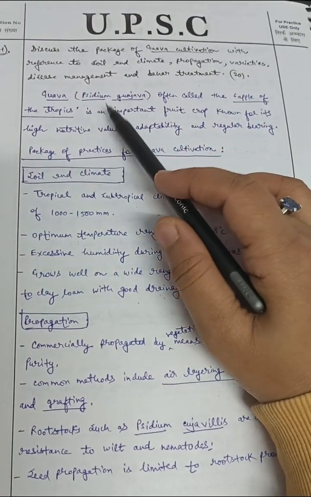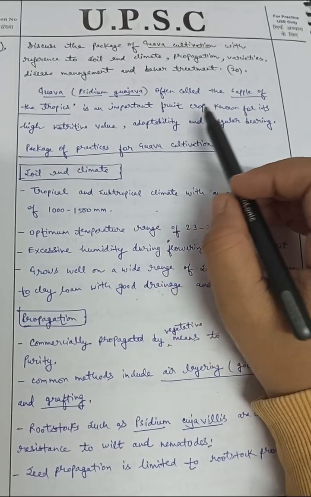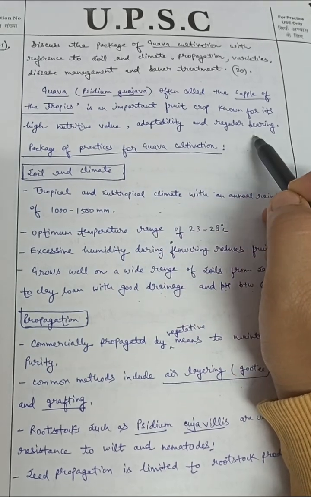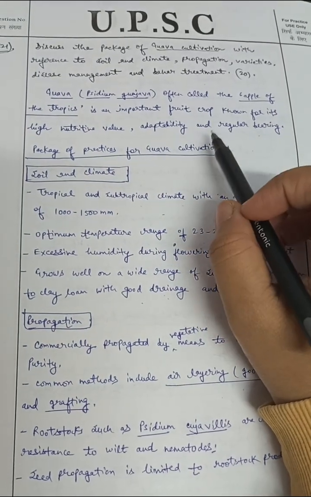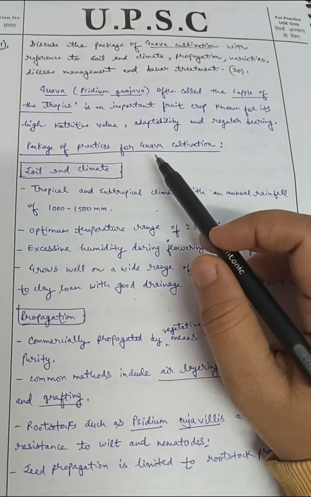So the scientific name of guava is Psidium guajava and it is often called the apple of the tropics. It is an important fruit crop known for its high nutritive value, adaptability, and regular bearing. So in this way, you can write a brief introduction about guava. Now, the package of practices for guava cultivation. First is soil and climate.